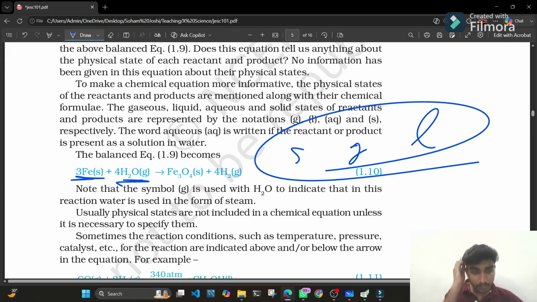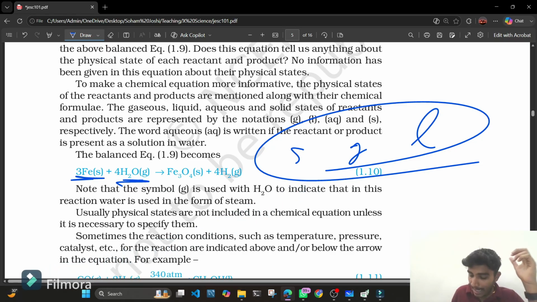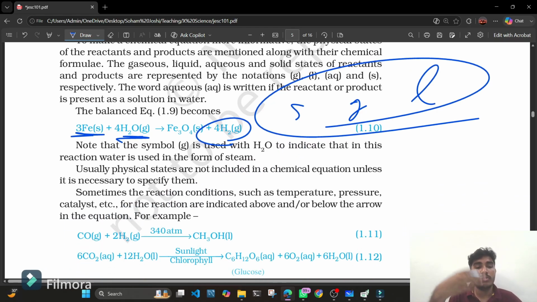Okay. Here you will say, how did you call H2O a gas? Because I used it in steam form. When I boil water, H2O, when water is boiled, it gets converted into the form of steam. So that is why we have written it as G. Okay. Hydrogen will remain gas, that is not a problem. Iron is also solid, so iron is solid.